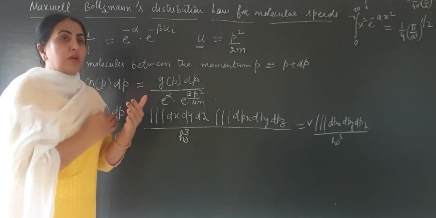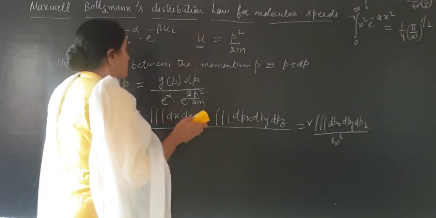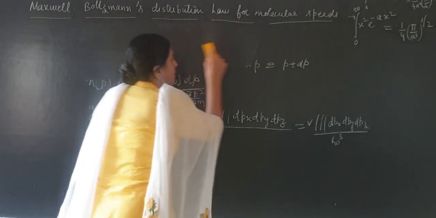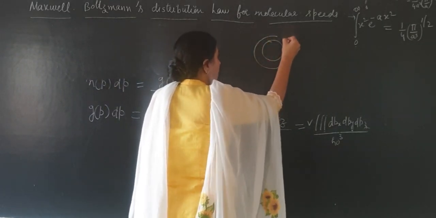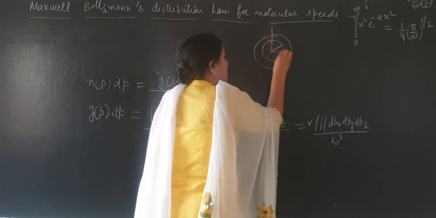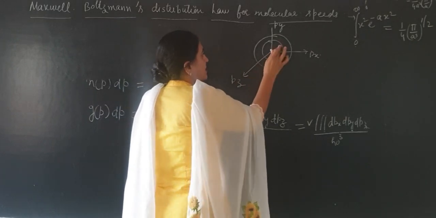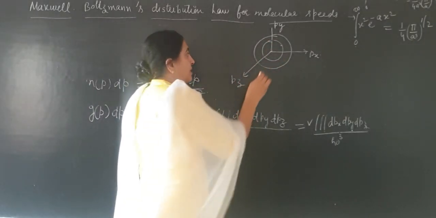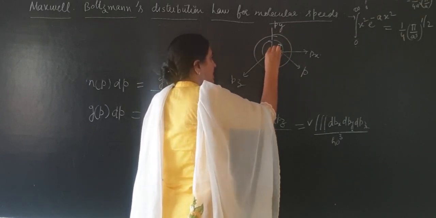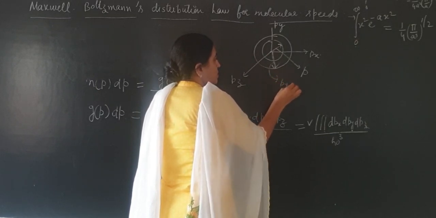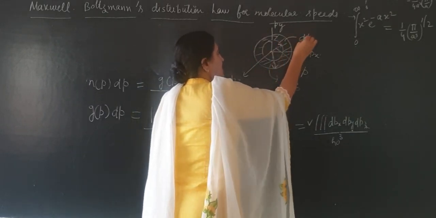To find out the volume of the system in the phase space, we have to take two concentric spheres, one having radius p and the other having radius p plus dp. So this is the momentum space, with axes px, py and pz. The inner sphere has radius p, and the upper sphere has radius p plus dp. So if this is p and this is p plus dp, then what about this? This is dp, the thickness dp.